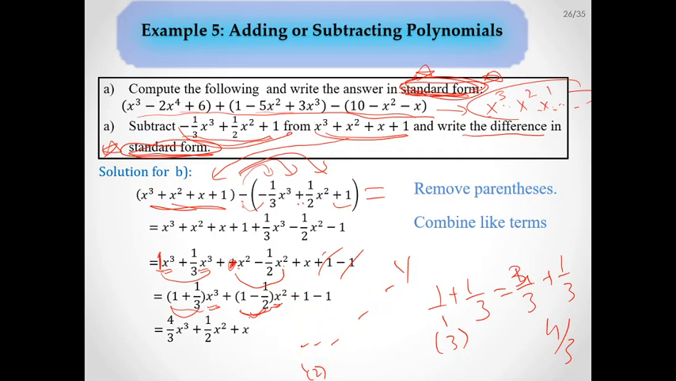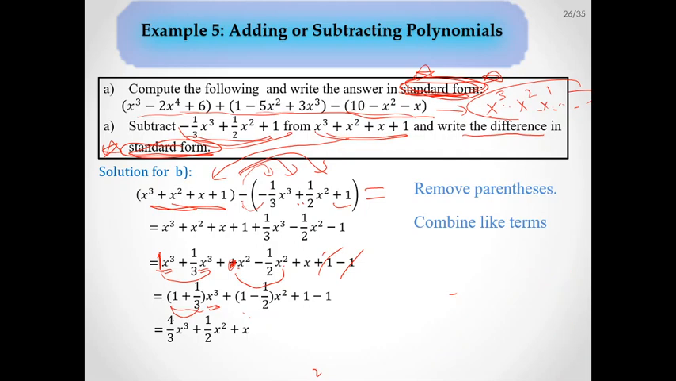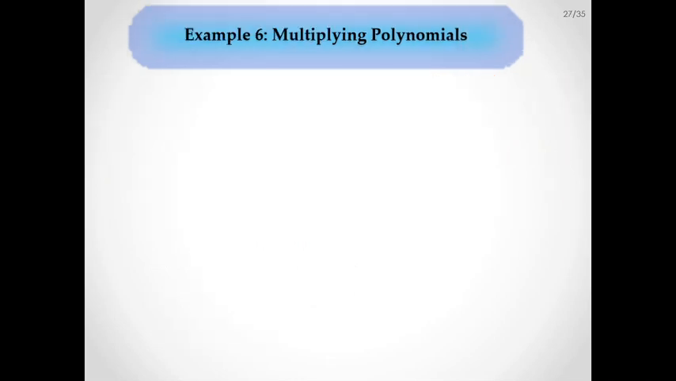Then that's the answer. Okay, this is the answer. This is the polynomial in standard form. Yeah, this is a polynomial in standard form, as you see, 3, 2, 1. So the degrees are in order, so it's a standard polynomial.